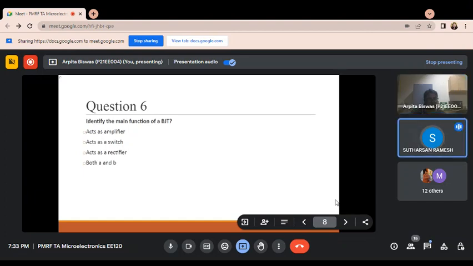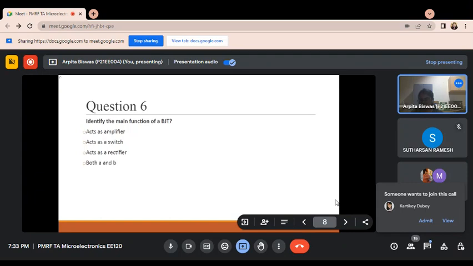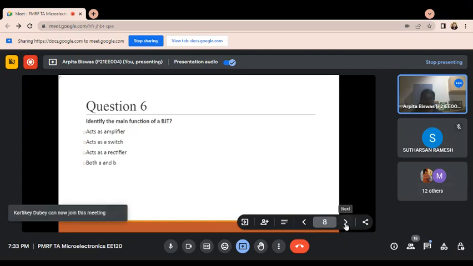Ma'am, as an off switch it is the cutoff region. And in the cutoff region, the bias is in which condition? Ma'am, both the junctions are reverse biased. Okay. And when it is on, it is the saturation region, both the junctions are forward biased. Okay. So I think this question is clear to all of you. So we are moving towards our next question.